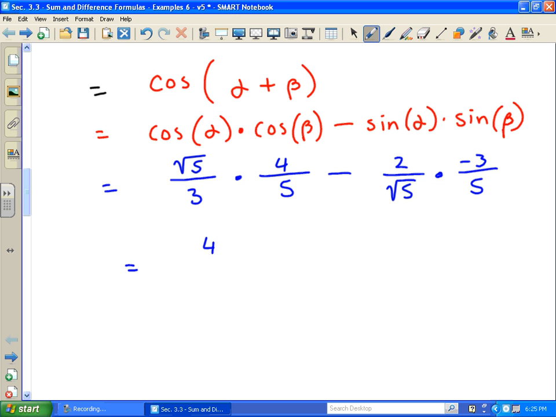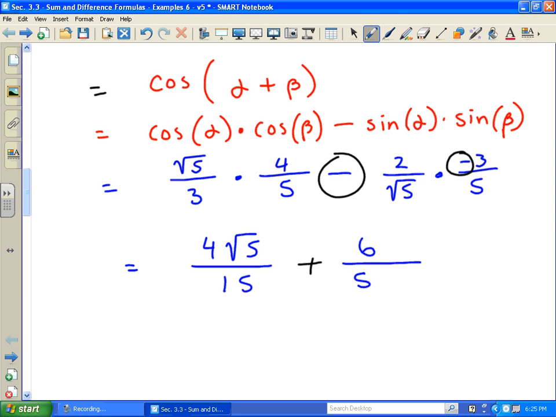We'll have 4 square roots of 5 over 15. Now do notice in the second part we have a minus sign and then we have a negative, so that will actually turn to positive. And then we have 6 over 5 roots of 5.